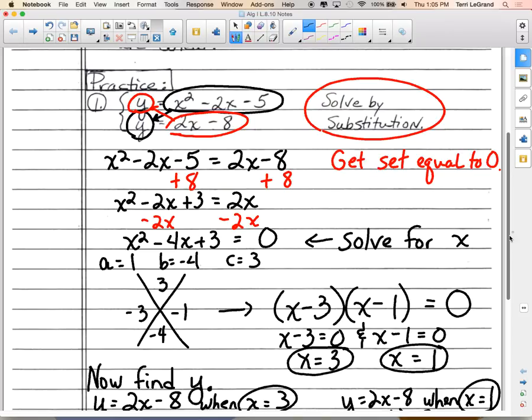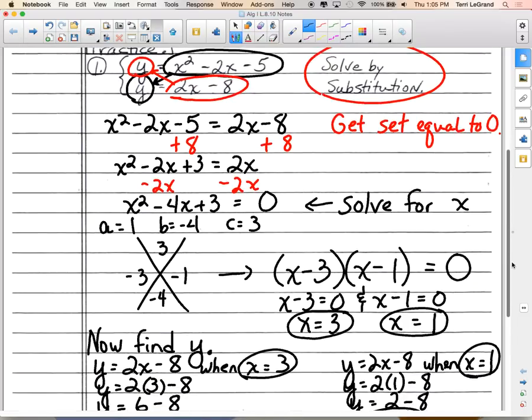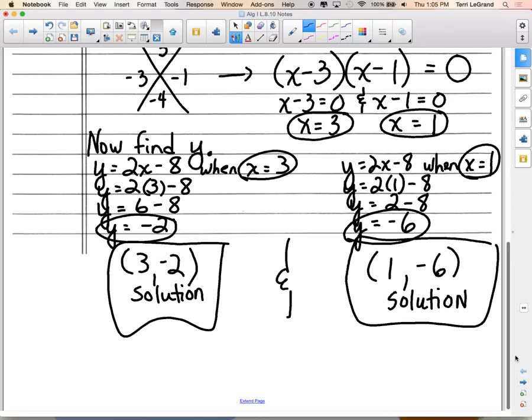When x is 3, they are both sharing a point. And that y value should be -2. Are both y values -2? Yes. Okay, go to where x is equal to 1 then. Are both the y values -6? Okay, then we're good. We did it.